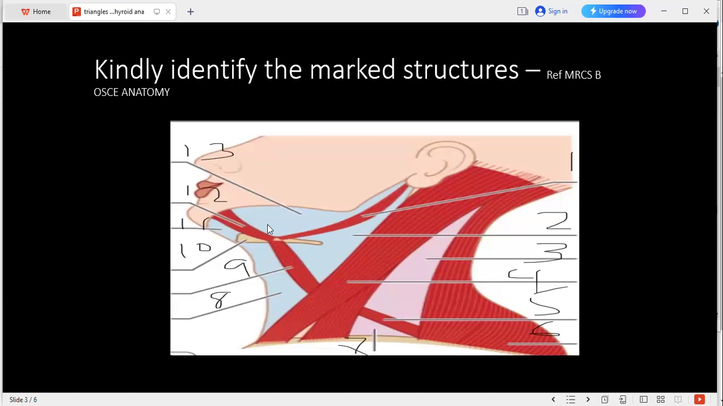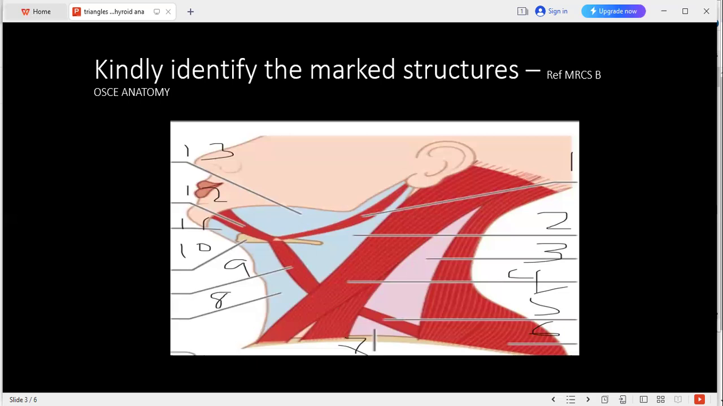Can you identify number 12? This is the anterior belly of digastric. All right, good. Can you please identify number 4? Number four is the sternocleidomastoid. Please tell me the origin, insertion and nerve supply of the sternocleidomastoid. The origin is from the mastoid process of the skull, and the insertion is by two heads, the sternal head and the clavicular head. Its nerve supply is the accessory nerve, the 11th cranial nerve.